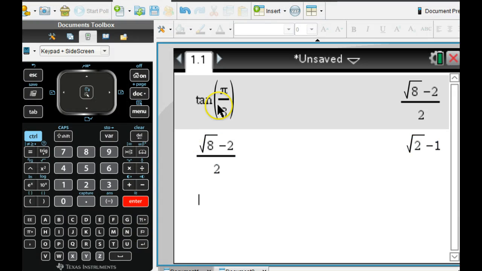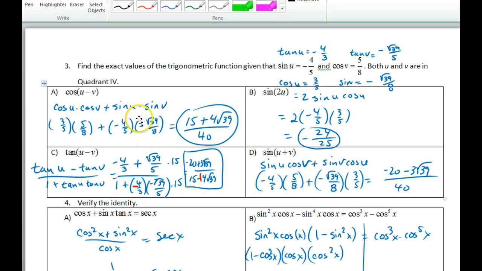If we check on our calculator, tangent pi over 8, look at what it gave us though. It gave us the square root of 8. Well, what's the square root of 8? Well, that's 2 square root of 2. So if I simplify this, then I end up with square root of 2 minus 1. And that's just the same exact thing that I did on the other. Now for these type problems, these are fun.